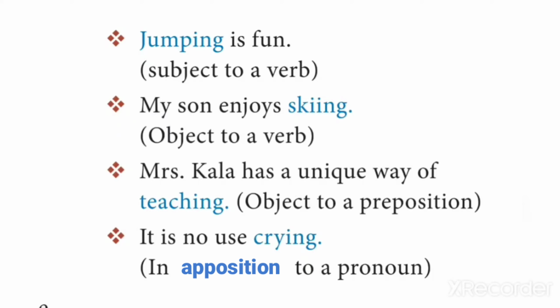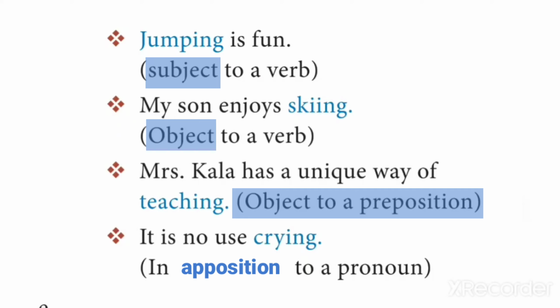The first one is, jumping is fun. Here, jumping is the subject. Second one is, my son enjoys skiing. Here, skiing is the object. Third one is, Mrs. Kala has a unique way of teaching. Here, teaching is the object of a preposition. And the fourth one is, it is no use crying. Here, crying is in apposition to a pronoun.